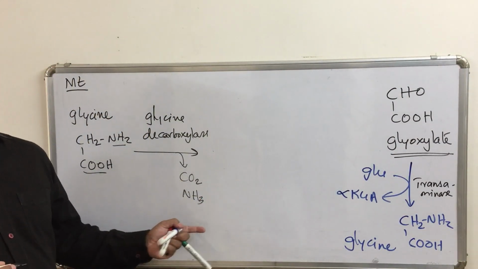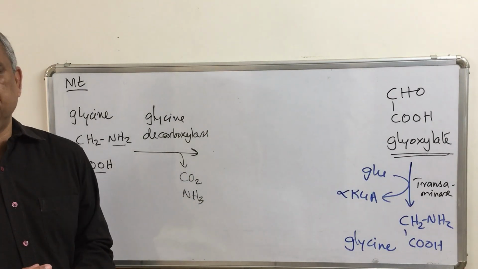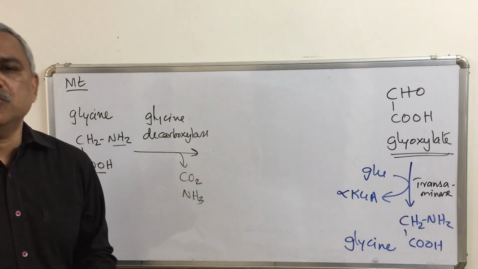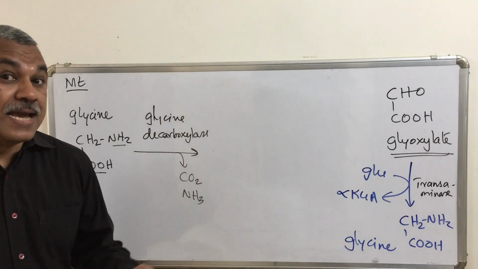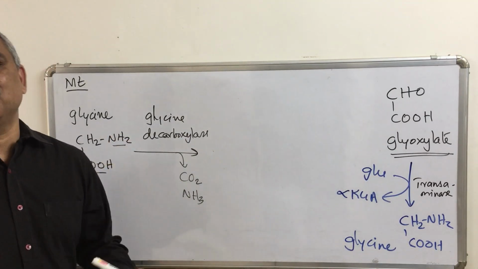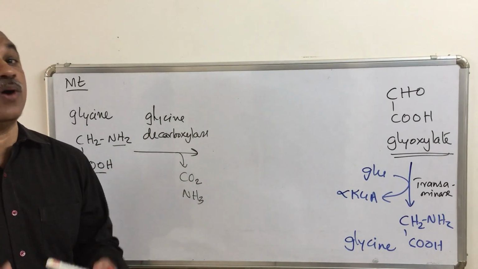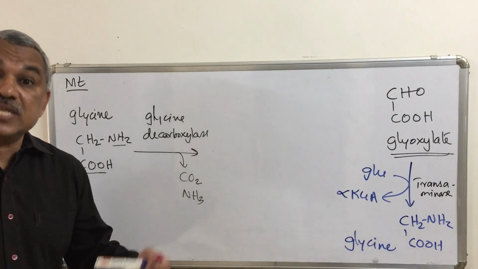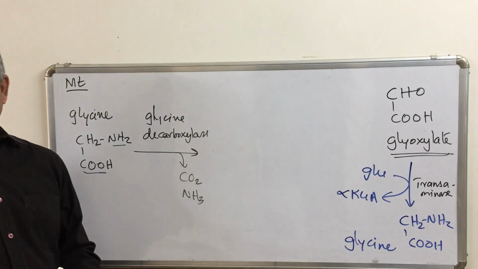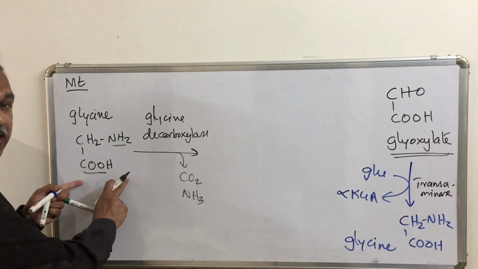Now the amino group which is removed, generally it is assumed that rather than creating a toxicity, it will be added to a keto acid and converted to an amino acid, and it will circulate in the mitochondria. We require a second molecule of glycine.